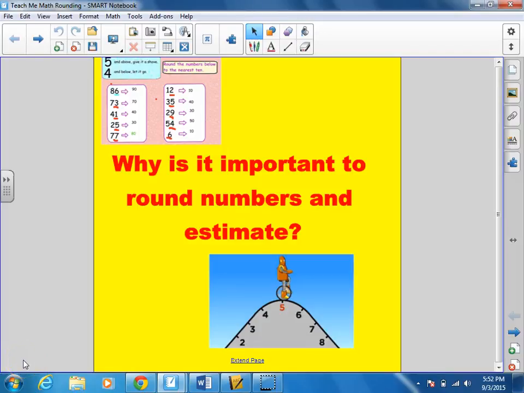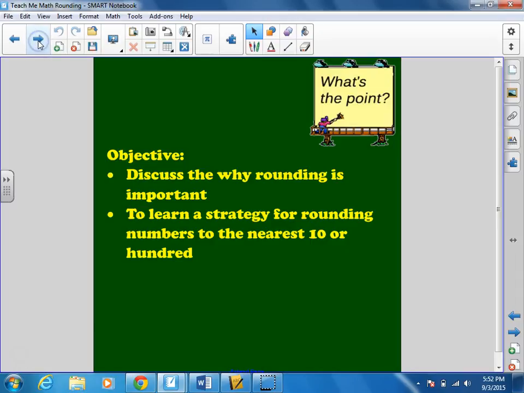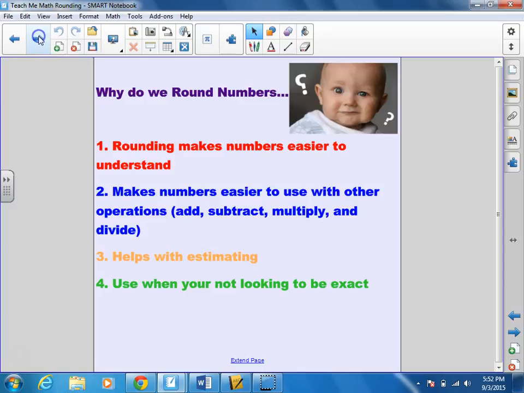Hi, today for this Teach Me lesson, we're going to talk about why it is important to round numbers and estimate. The objectives are to discuss why rounding is important, and to learn a strategy for rounding numbers to the nearest 10 or 100.